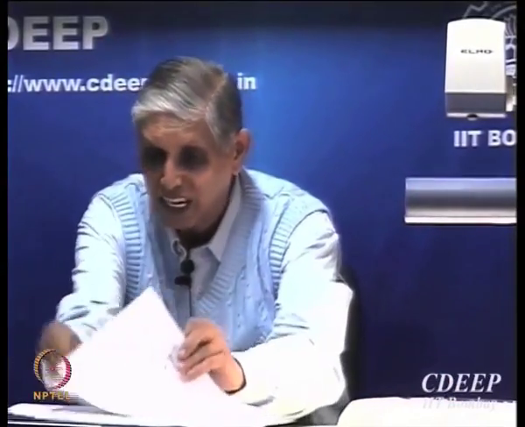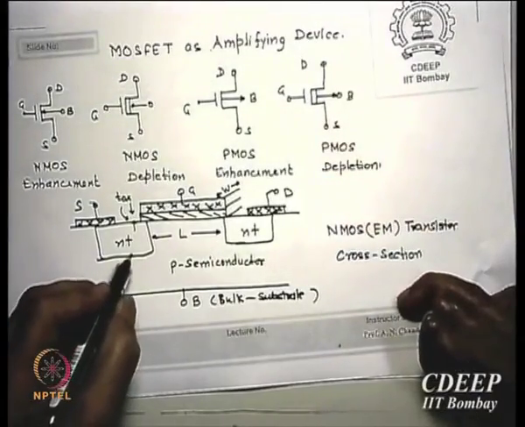From where? If you see the device quickly, and that is very much in circuits also now, these are two diodes.